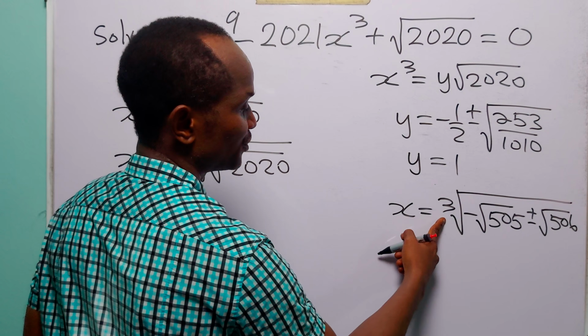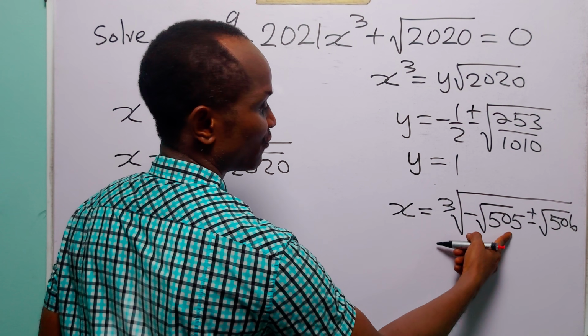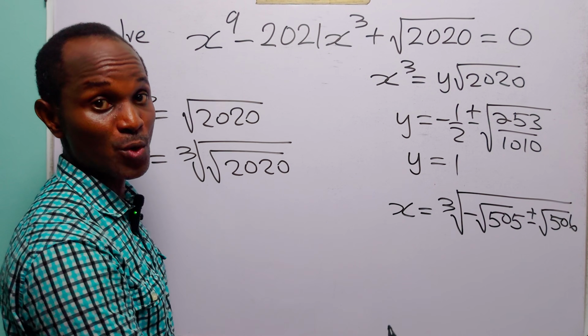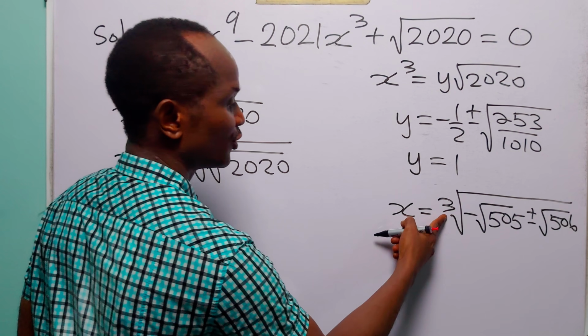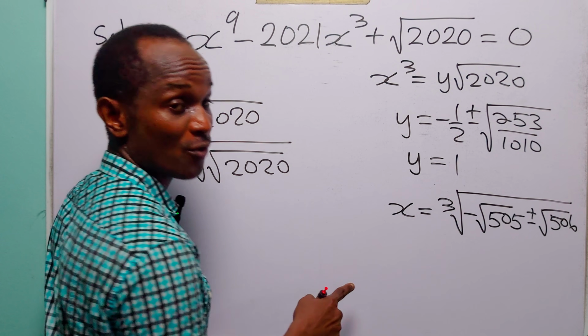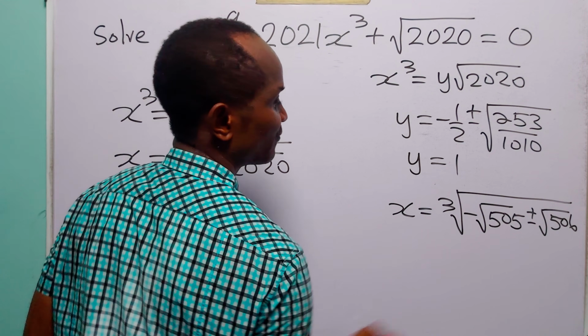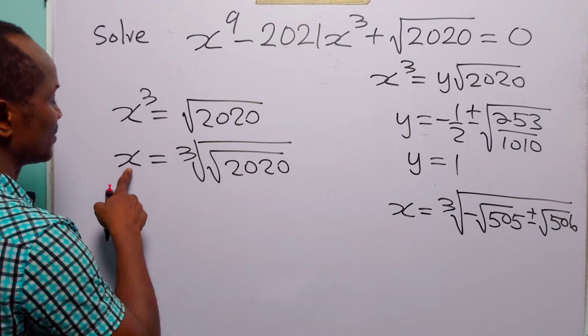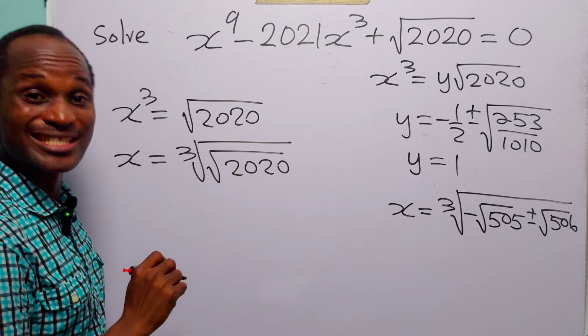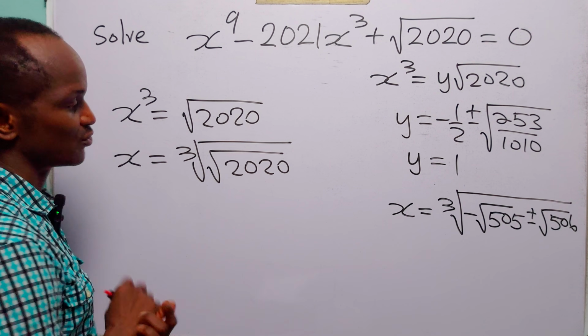So in all, we have 3 real values of x that satisfy this equation. We have the cube root of minus root 505 plus root 506. We have the cube root of minus root 505 minus root 506. And finally, we have the cube root of the square root of 2020.